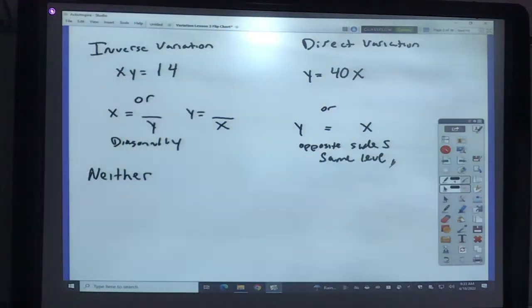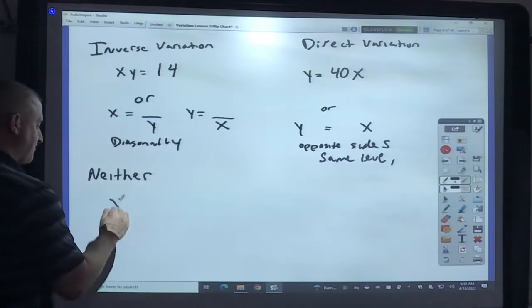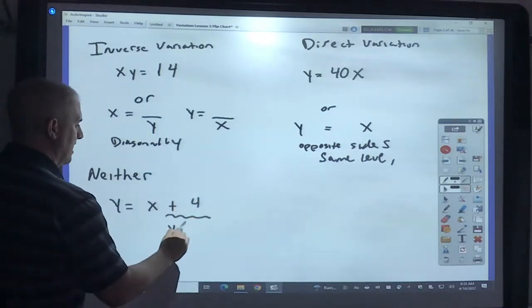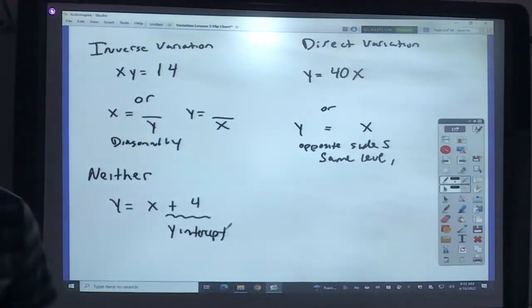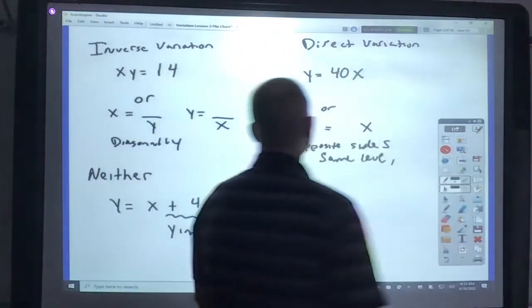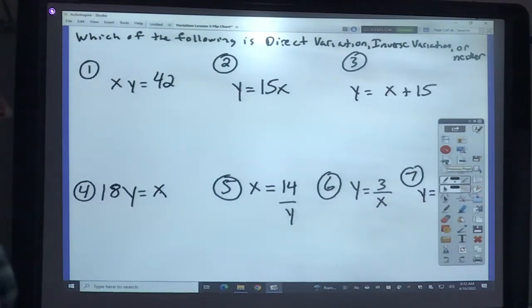Now for neither, the big giveaway is if you have a y-intercept here. Because if you notice, the inverse and direct variations do not have a y-intercept. All right, so let's look at some actual examples and apply that same concept.